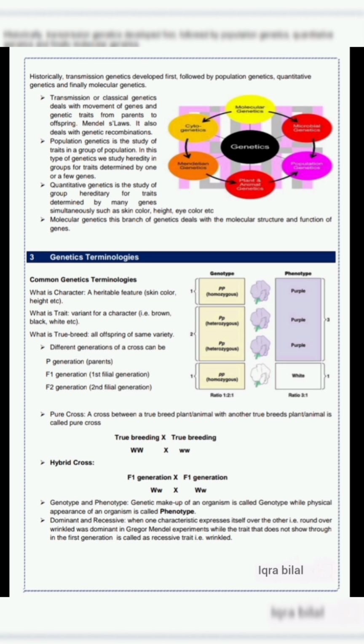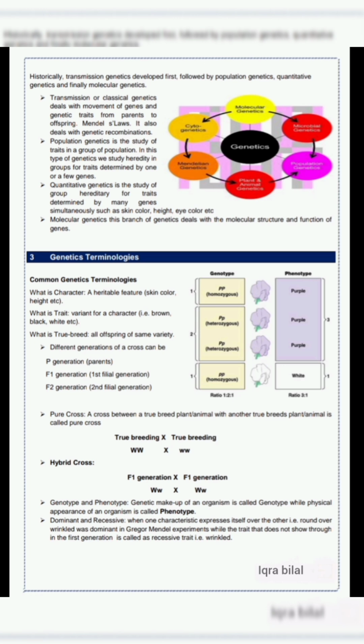Quantitative genetics is the study of group heredity for traits determined by many genes simultaneously, such as skin color, height, eye color, etc. Molecular genetics is a branch of genetics which deals with the molecular structure and function of genes. In the picture, we can see molecular genetics, cytogenetics, Mendelian genetics, plant and animal genetics, microbial genetics, and population genetics.